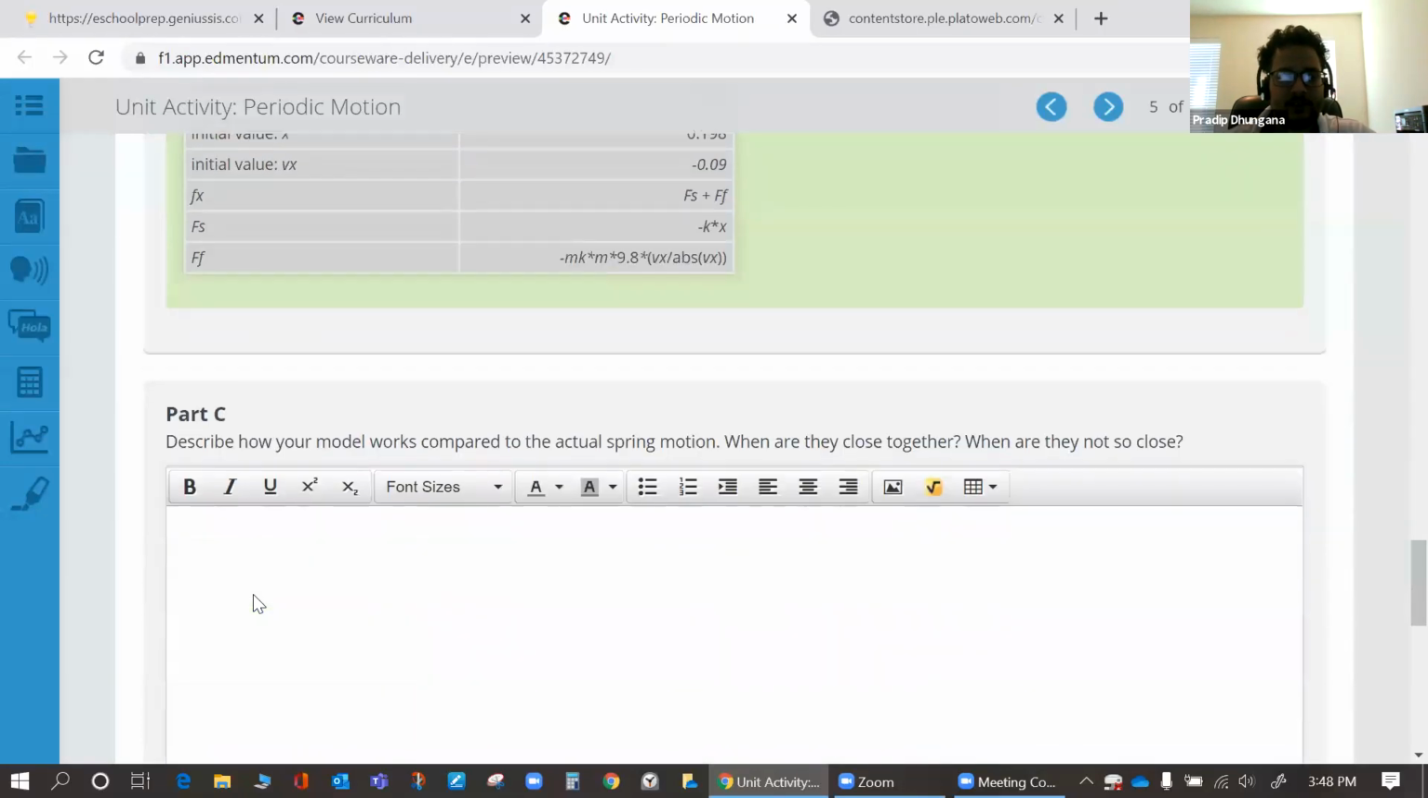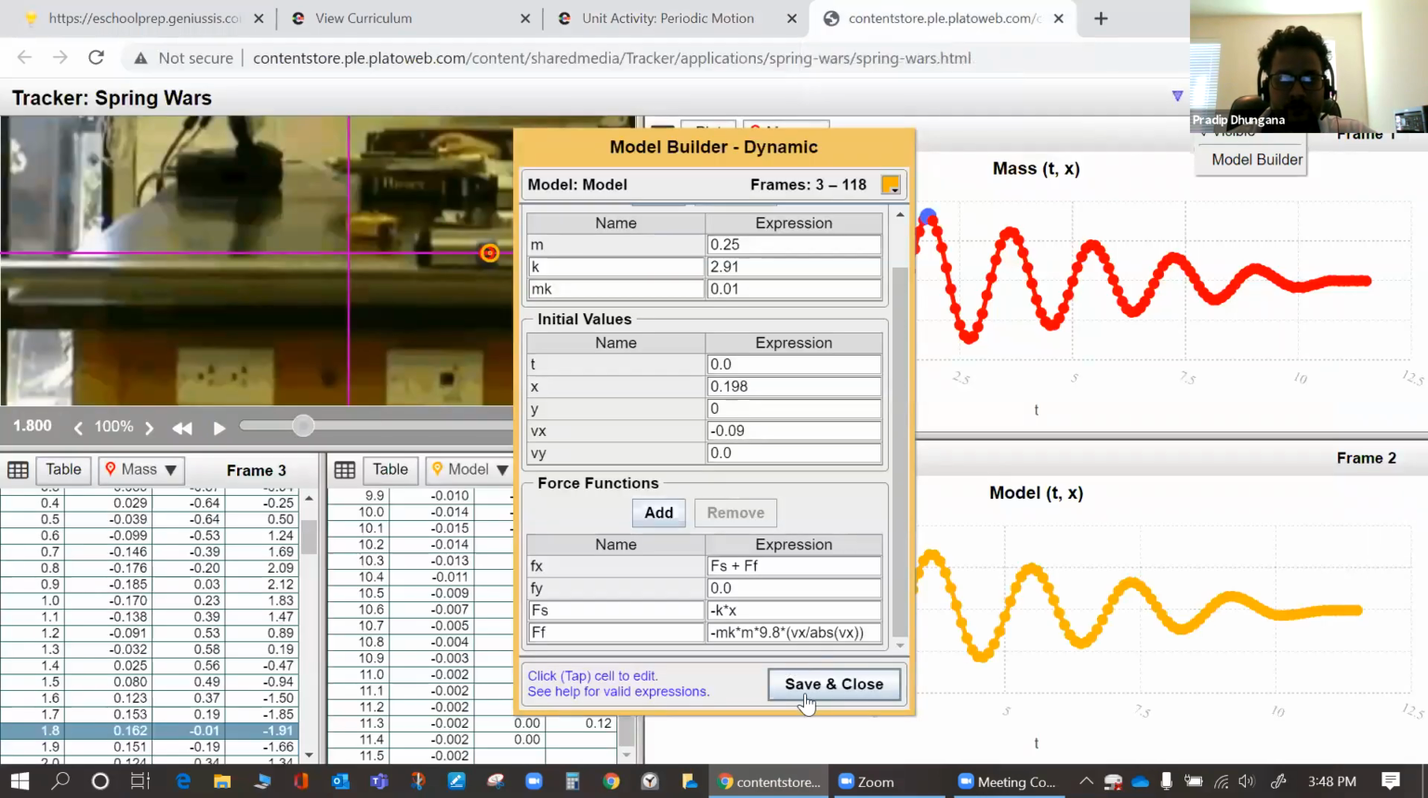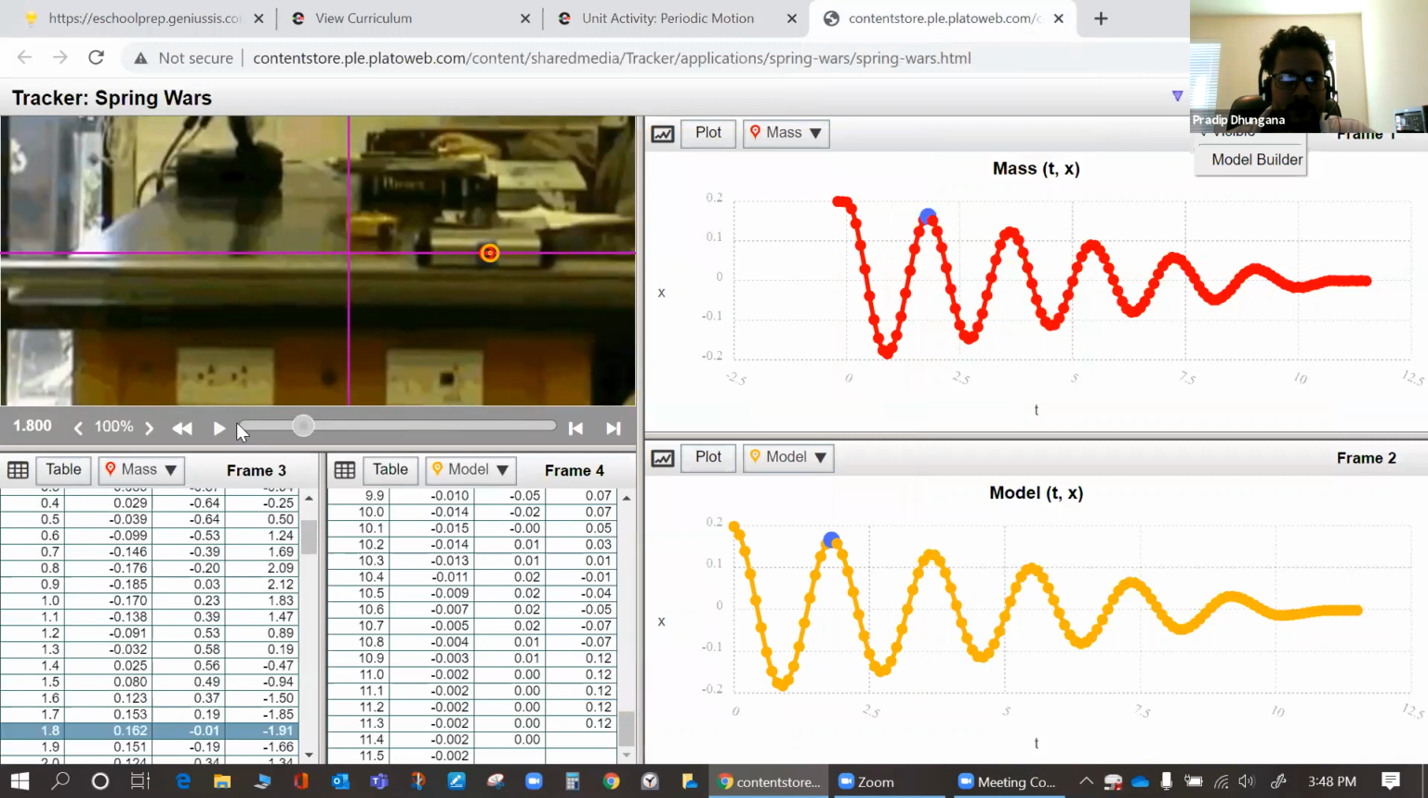Now let's go to part C. Part C, I'll give you some time to think about it, okay? The question is, describe how your model works compared to the actual spring motion. So we made our own dynamic model. Now we have to compare that with actual spring motion. When are they close? When are they not so close? Okay. Now let me go back and play that video again. You can think about it from the beginning.